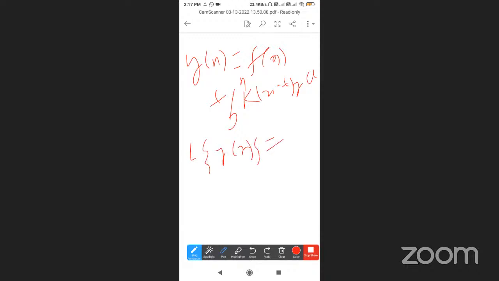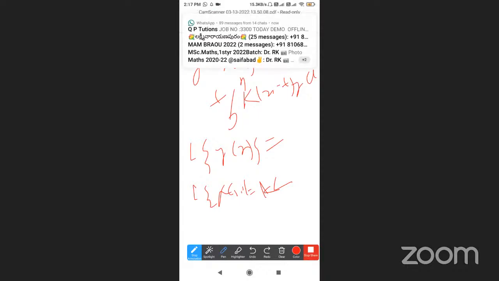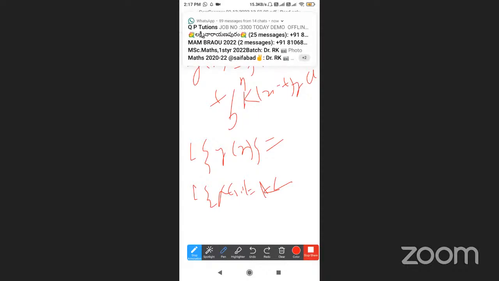So left side, right side is Laplace transform of f of x is equal to k into this, which is k into Laplace transform of x minus t into y of t. Therefore, the Laplace transform is k bar of s into y bar of s.